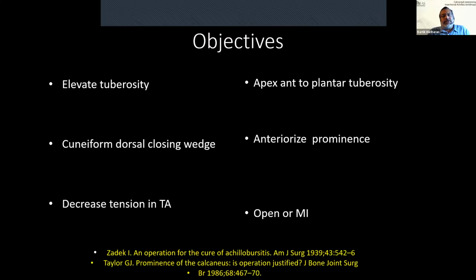So the objectives in such a situation ought to be that we elevate the tuberosity by rotating it anteriorly. This is done by excising a cuneiform dorsal wedge, and by elevating the tuberosity, as was very nicely shown by Yves, you decrease the innate tension in the tendo-Achilles and the gastrosoleus muscle compartment. The idea is to try and get the apex anterior to the plantar tuberosity, and you can do this by anteriorizing the prominence. You can do this open, as was shown in the first talk, or minimally invasively, which is my preferred method.